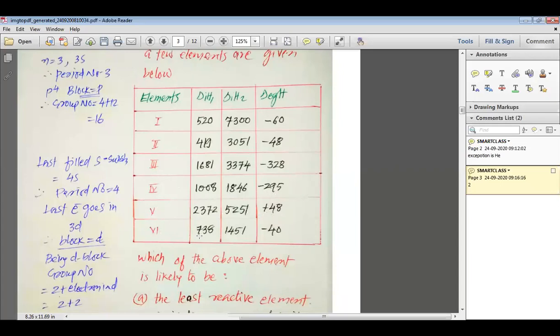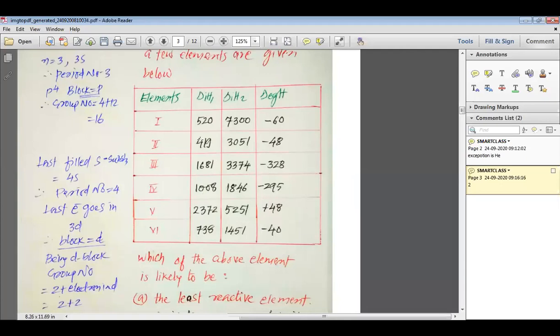Sixth element, first ionization enthalpy is 738. Second ionization enthalpy is 1451, and the electron gain enthalpy is minus 40. Now, my dear students, I want to bring something to your notice: if you look at element number 3, you can find that the highest electron gain enthalpy is with element number 3.